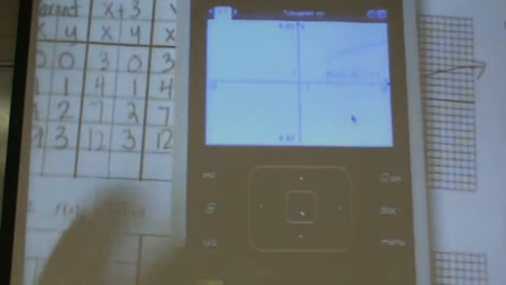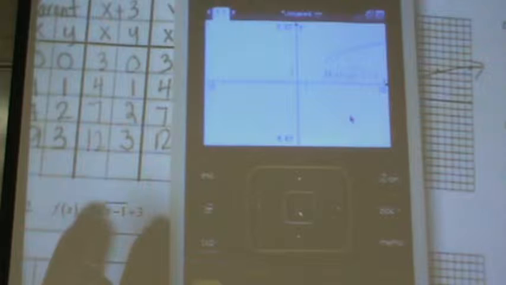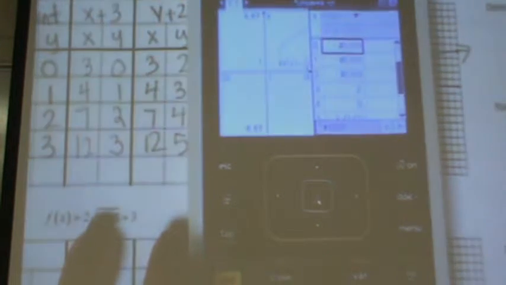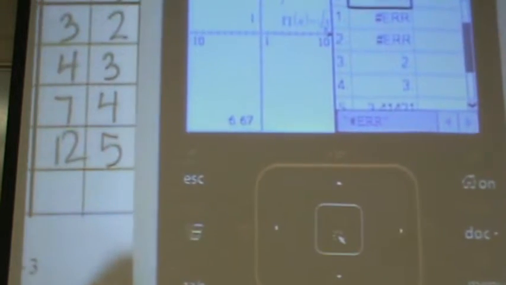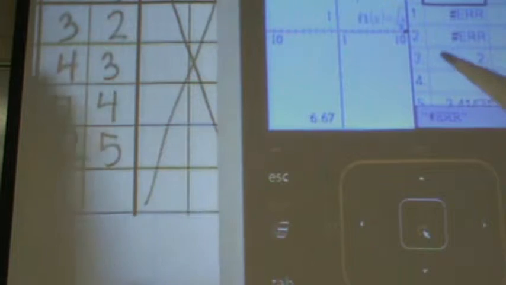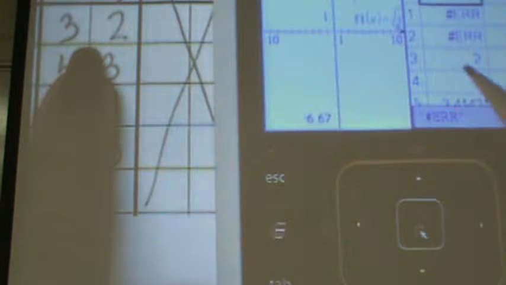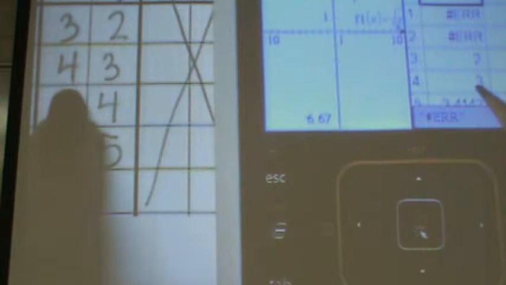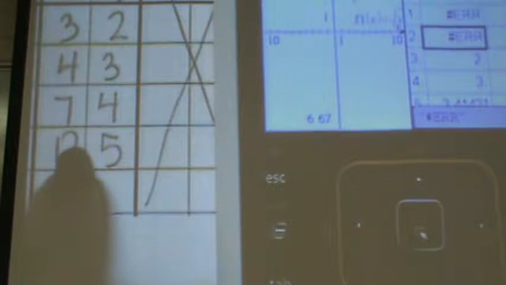Now let's verify our table. Hit Control T. And let's look at our points. What was our first point? These are errors because you can't take the square root of a negative number. So our first point we got is 3, 2, we're there. 4, 3, we're there. And then let's arrow down. Let's make sure we got 7, 4, we're there. And 12, 5, we're there.